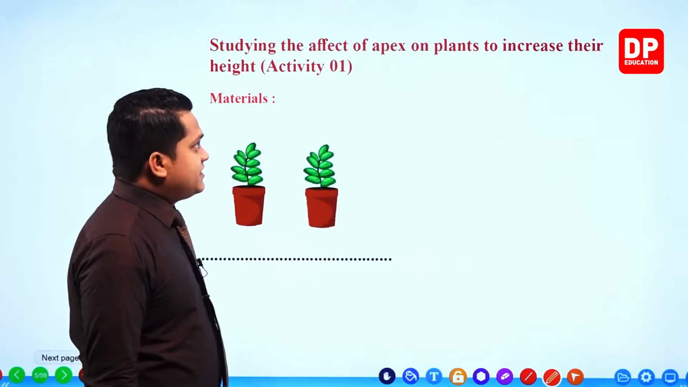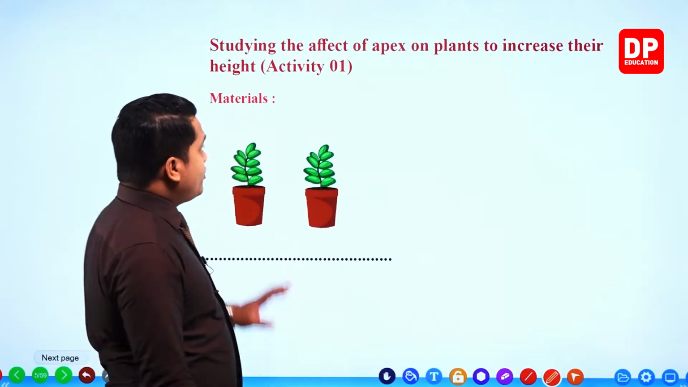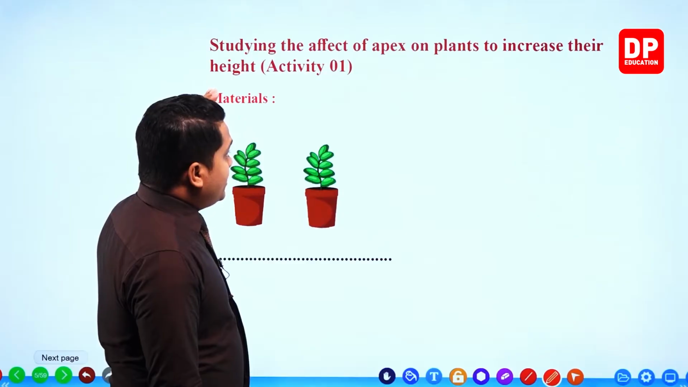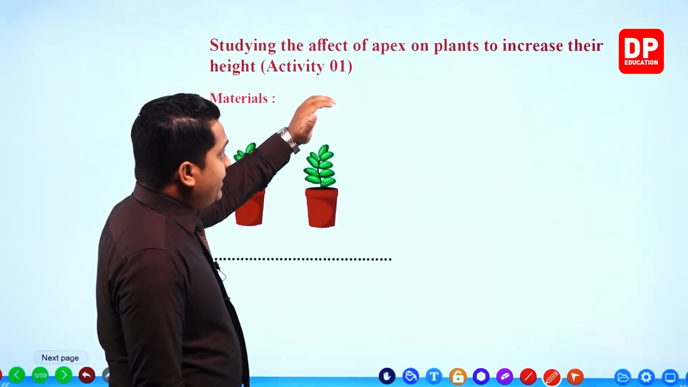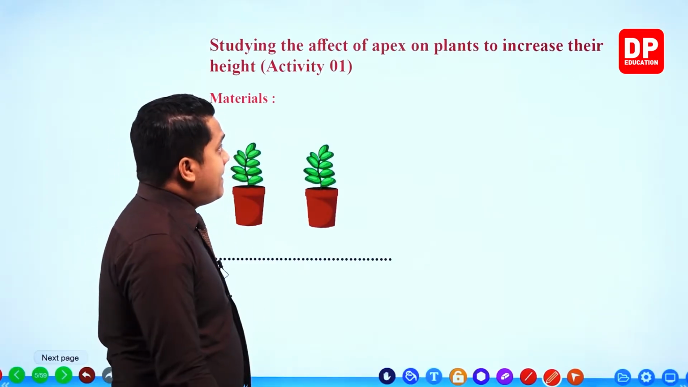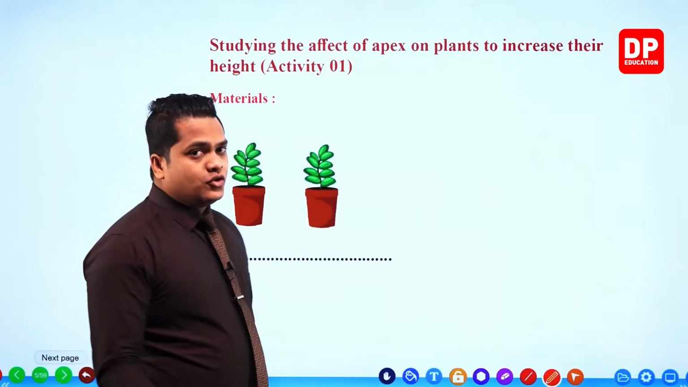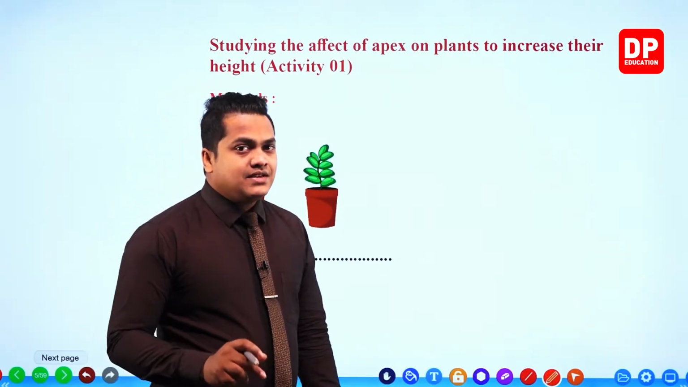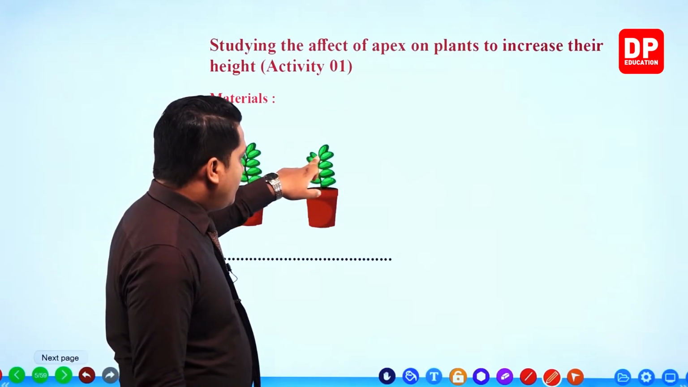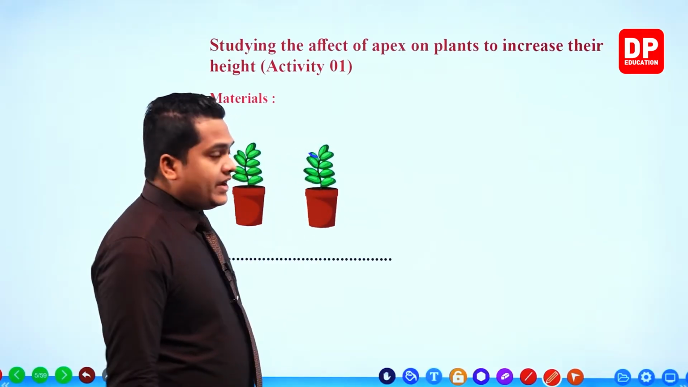You are given the first and foremost activity here. As I told you, we are focusing on whether we can show there is an effect of the apex on the plant to increase its height. So, studying the effect of the apex on plants to increase their height. Do you know what we mean by the apex? It is the topmost part, or the final part, of the shoot, like this over here. This is the apex, right?